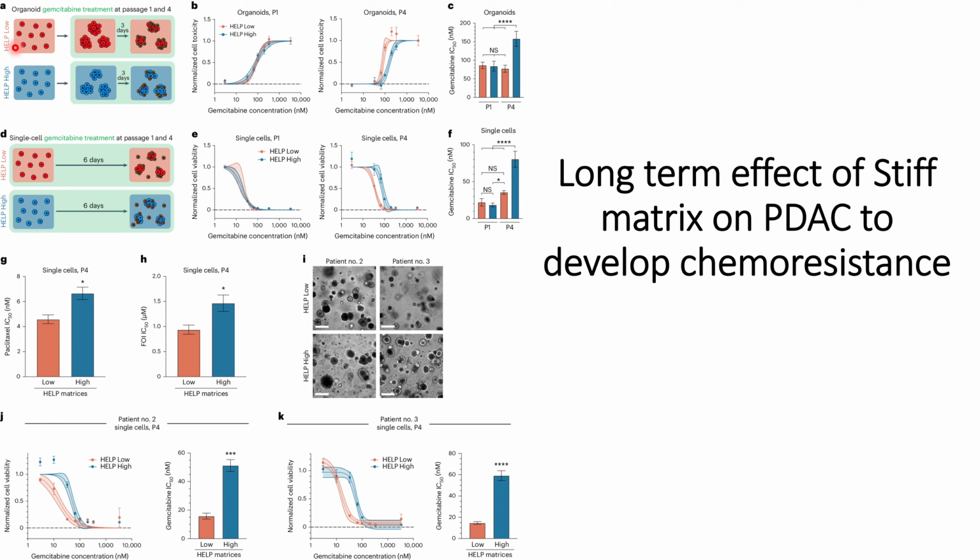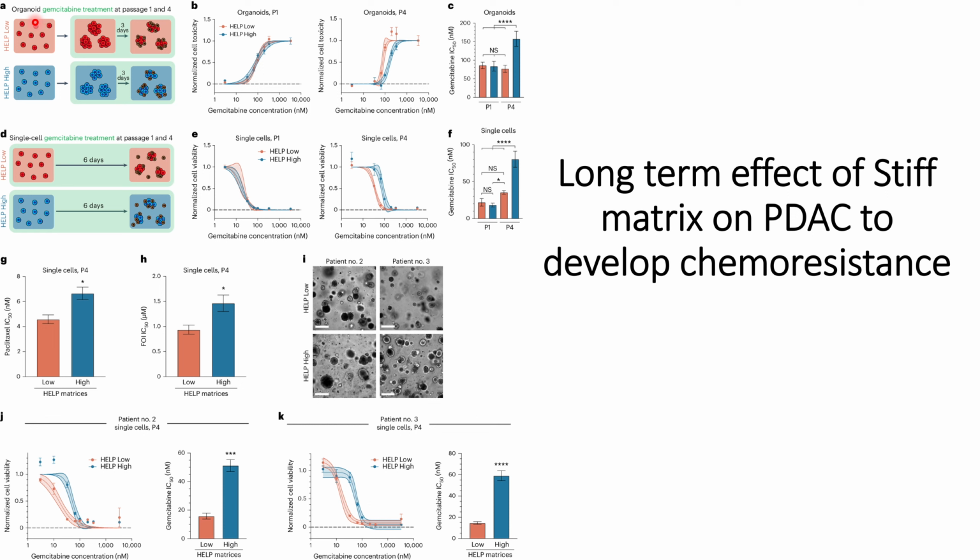And they did these things for two different conditions. First one is this HELP low, and second one is this HELP high. HELP high, you can consider it as the stiff matrices, and HELP low is the soft matrices. And when they checked the effect of gemcitabine concentrations on cell toxicity, what they found out is that there is not much difference they observed during the first passage.